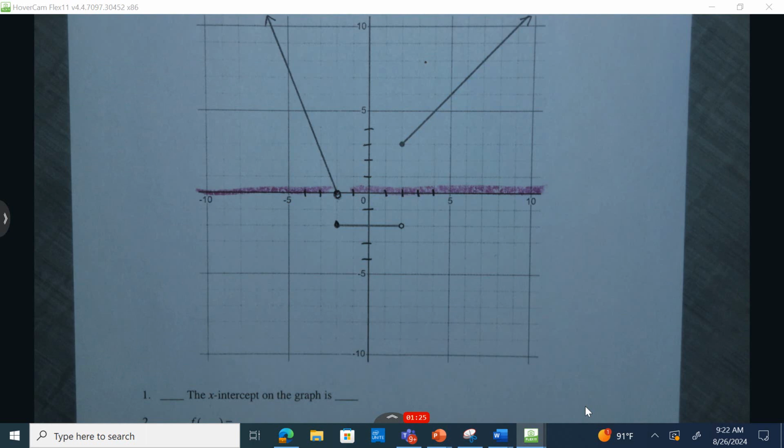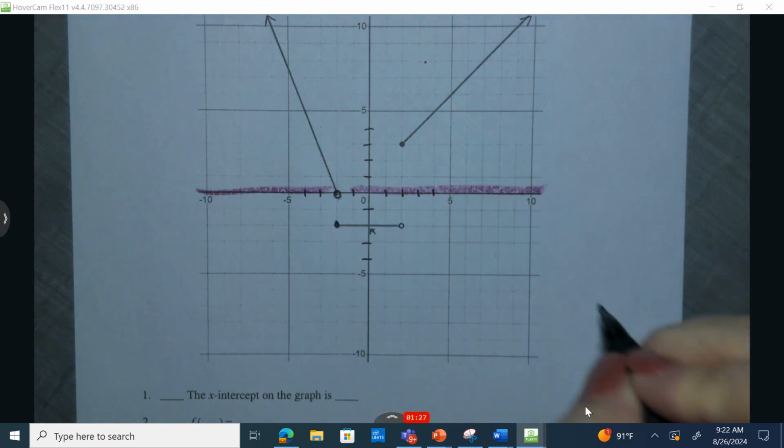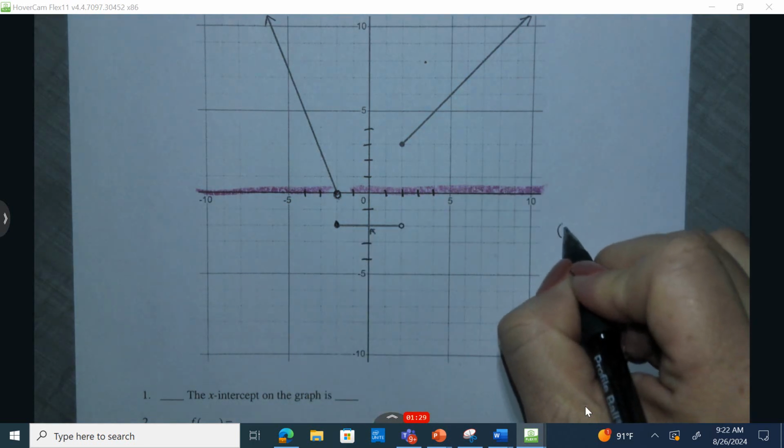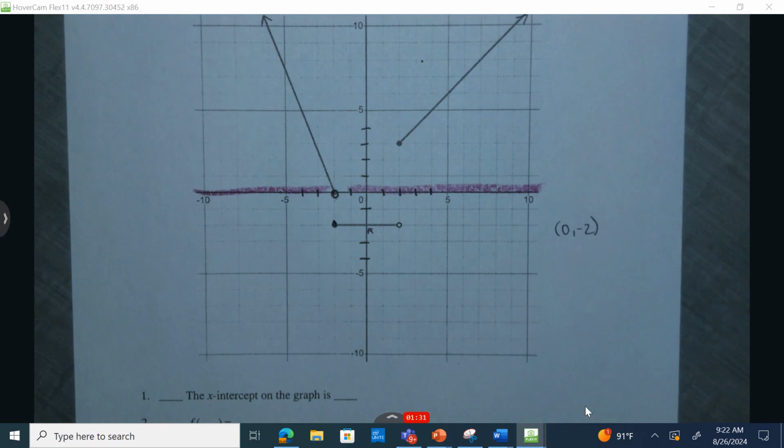What is the y-intercept? This is the y-intercept, and when we write it down, we would write it down as 0, negative 2. That's 2 of your 10 questions on the quiz. Let's now look at the domain.